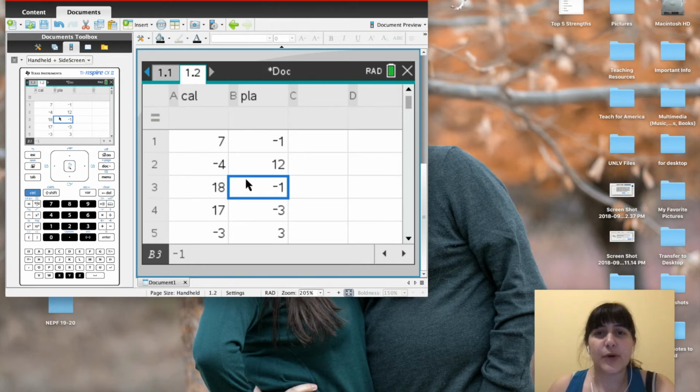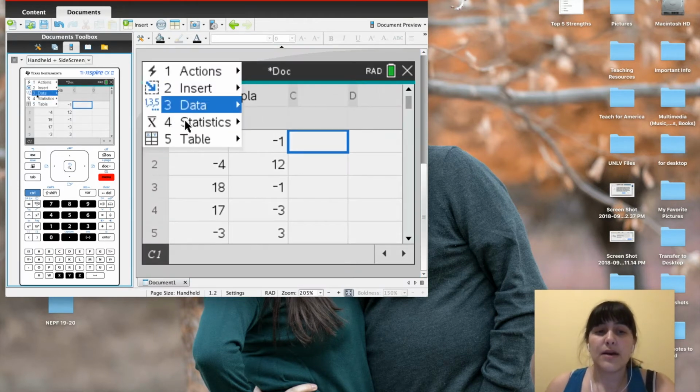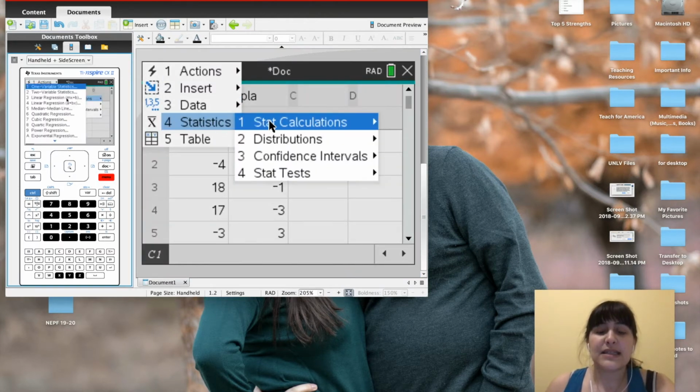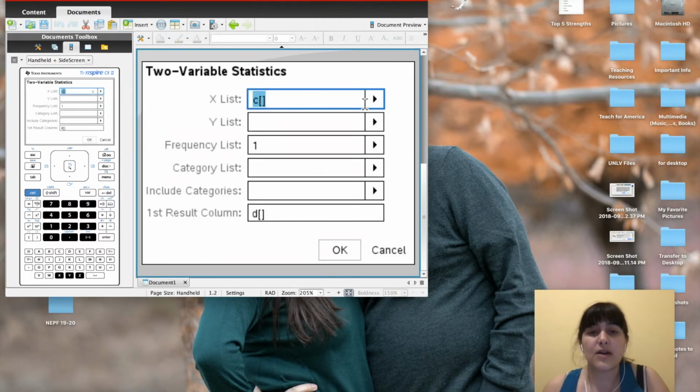All right, so I'm hoping you paused the video and you have all of your lovely data and it looks just like mine. Okay, so this is a 2 sample test. So you can run 1 variable statistics if you want, but you will have to do it twice. So I would recommend, just to save time, do 2 variable statistics, right? So you only have to do it once. So press your menu button, statistics, stat calculations, and then I want 2 variable statistics right here.